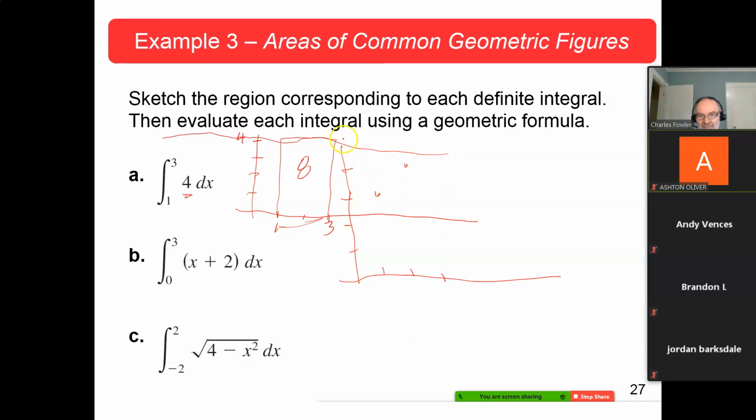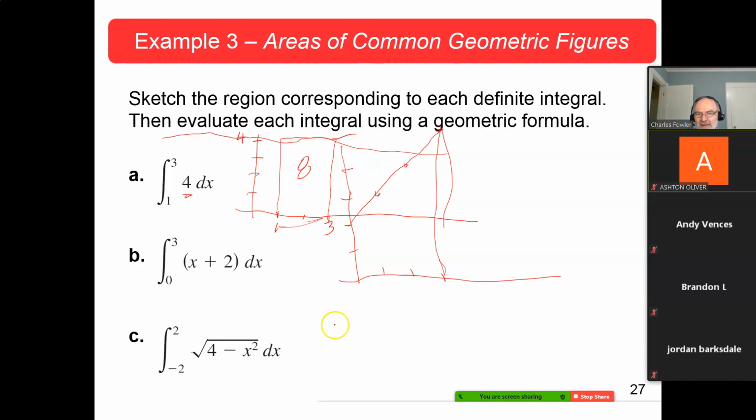And here it's going up to 6. Okay, so there's the line, y is equal to x plus 2, y-intercept of 2, positive everywhere from 0 to 3. That's supposed to be a straight line. Nothing quite. Okay, that's a trapezoid.